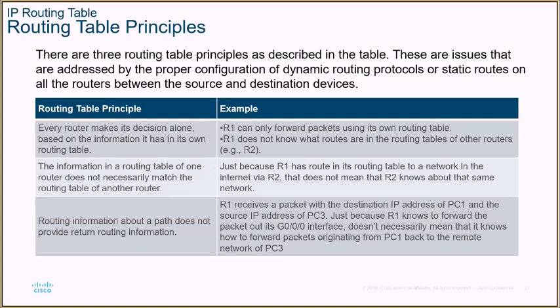So routing information about a path does not provide return information. Just because your router can find the destination doesn't mean the destination can find you. And I think I might have actually demonstrated that once or twice, but anyway. And so basically every router needs to know pretty much everything for packets to be able to connect universally. So if router 1 receives a packet with a destination IP address of PC1 and the source IP address of PC3, just because router 1 knows how to forward the packet out its G0/0/0 interface does not necessarily mean that it knows how to forward packets originating from PC1 back to the remote network of PC3.